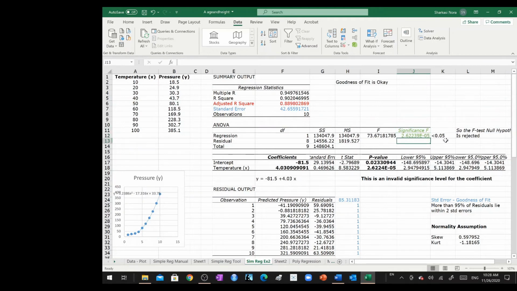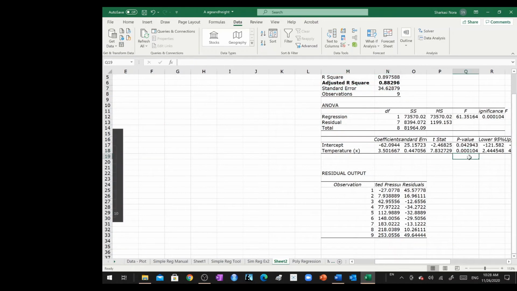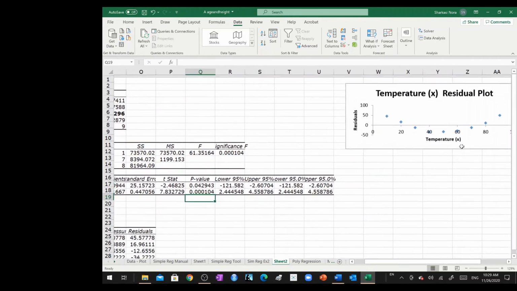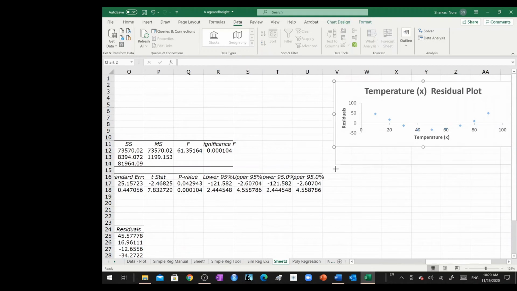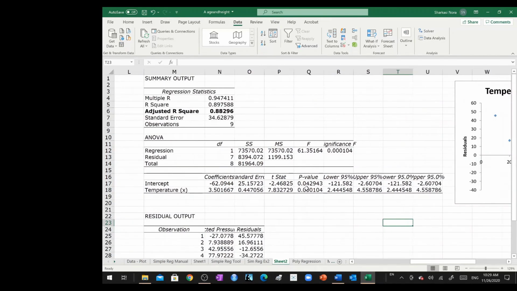Over here, the F test is less than 0.05, so we can reject the null hypothesis. But when we come also here to the p-values, look, it's significant. This is significant, as you can see over here. It's all significant because this value is less than 0.05. However, when we take a look at the residual plot, there's a problem here. What is the problem? The problem is basically there is a pattern. These residuals are not random.